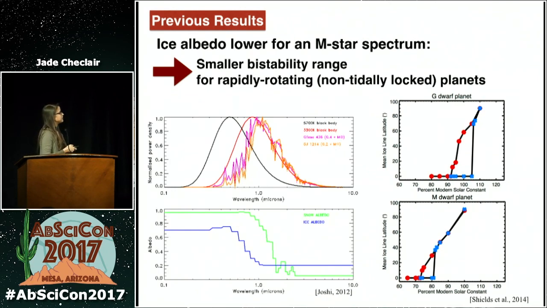And also, more recently here, Shields in 2014 showed that for an M star compared to a G star, the range of insolation at which there is bistability is much smaller. So again, a planet might have a more difficult time going through a snowball bifurcation. Now, both of those works were about comparing the different stellar spectra of an M star and a G star and seeing how orbiting an M star might make it more difficult for the planet to go through the bifurcation. But what we want to know is whether or not the fact itself that the planet is tidally locked, whether it's orbiting an M star or a G star or whatever, could make it more difficult to go through the bifurcation.